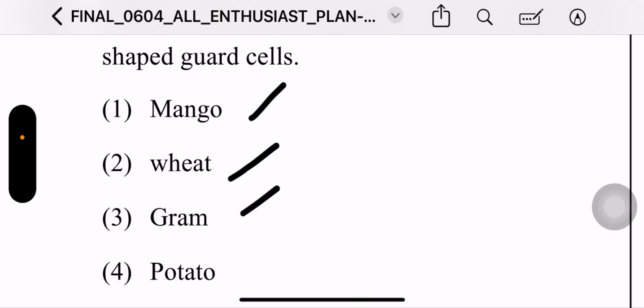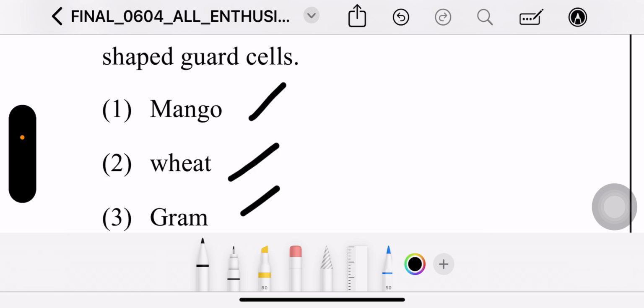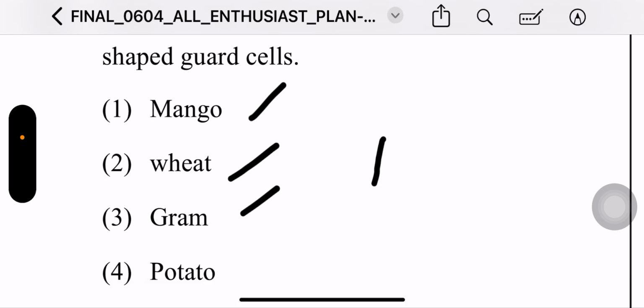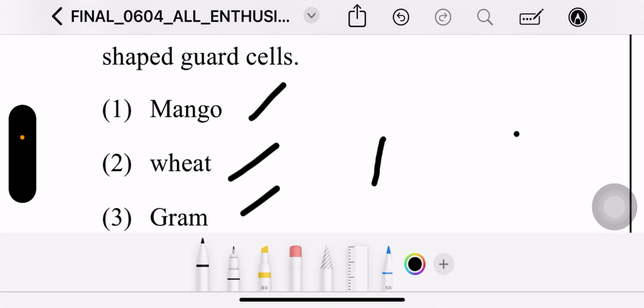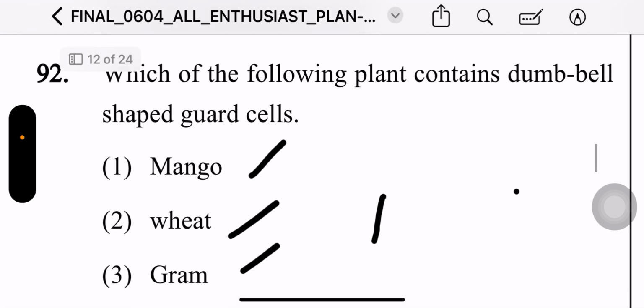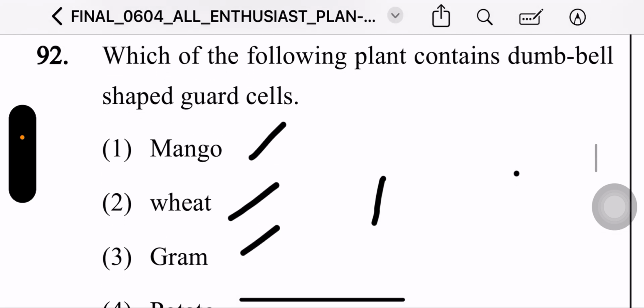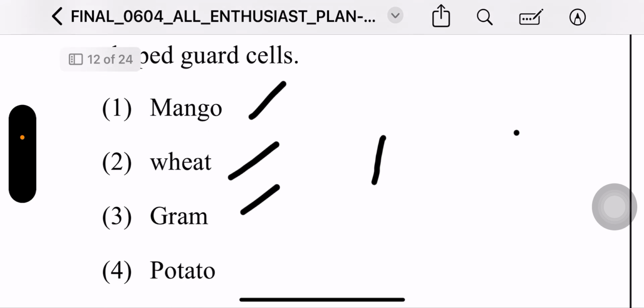So our task is to find out which plants belong to the given examples of the monocot and dicot. What is required for us, right? Here is the only requirement for us. The answer is dumbbell shaped, meaning we have to find the monocot. Mango is a dicot, gram is a dicot, potato is a dicot.